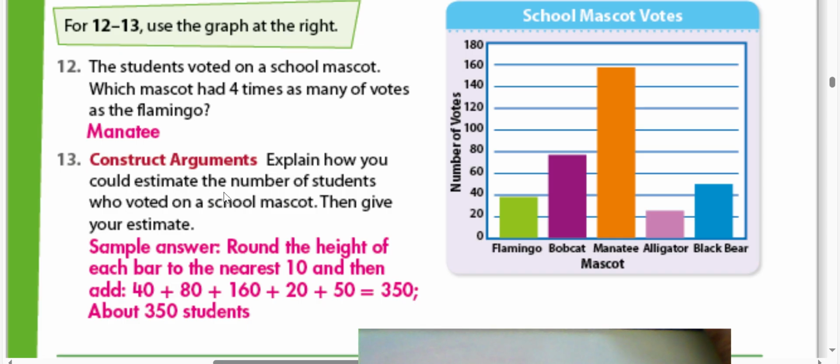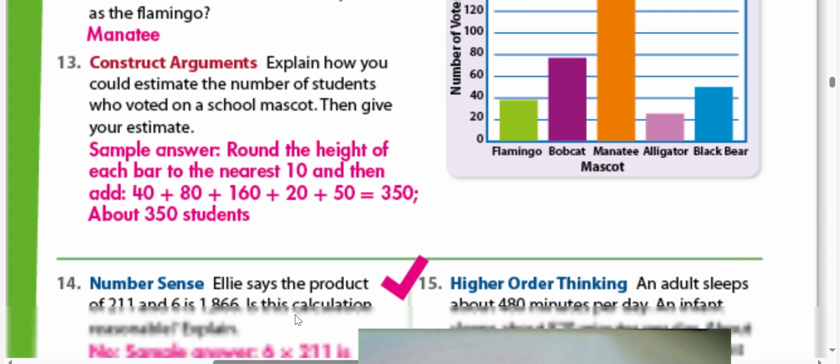Explain how you could estimate the number of students who vote on a school mascot, then give your estimation. This number here is nearest to 40. This number is nearest to 80. The average here is nearest to 160. It's nearest to what? It's 40. The last one lies between 40 and 60, in the middle. The middle number between 40 and 60 will be 50. Okay, write 50 here. Then together, the result will be 350. It's about 350. It's approximating the sum of all the numbers.